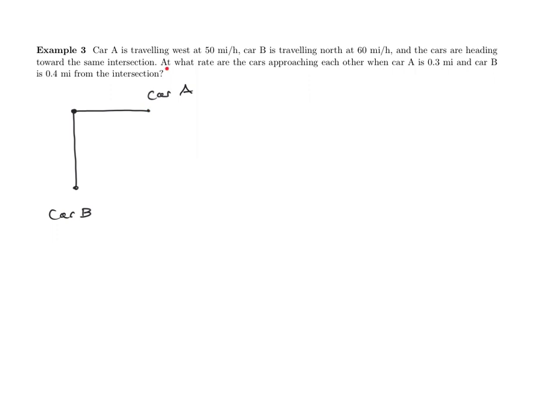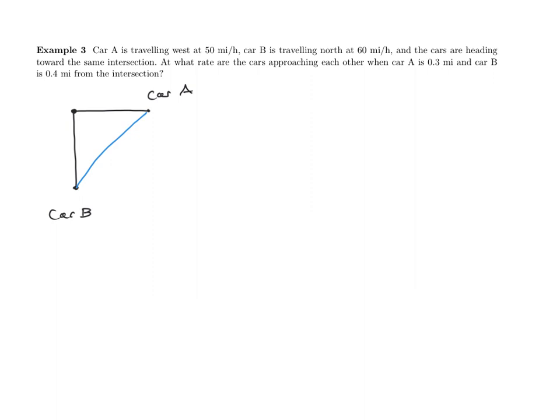And we want to know at what rate are the cars approaching each other when car A is 0.3 miles from the intersection and car B is 0.4 miles from the intersection. This phrasing is interesting. At what rate are the cars approaching each other? I interpret this as the distance between the two cars, which I'm going to draw with a line like this. So this question is asking, how fast is this distance between the two cars changing as this car moves this way and this car moves this way? So here I have a picture that describes what's happening in this scenario.